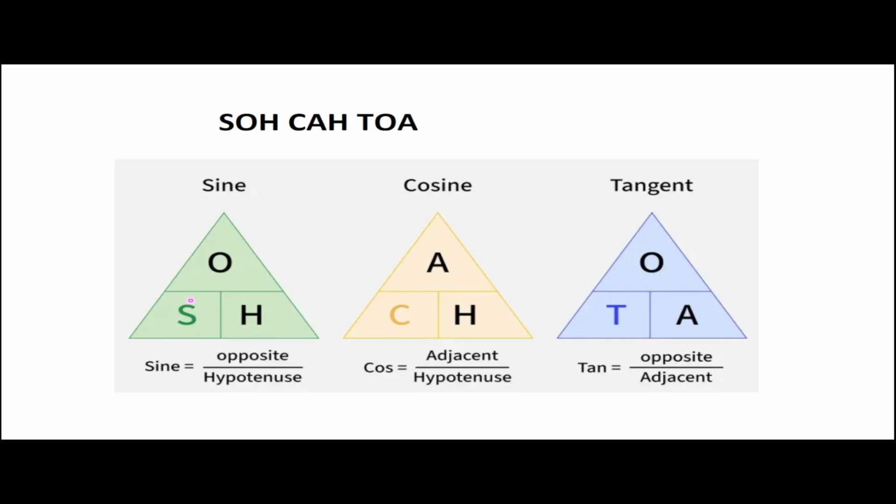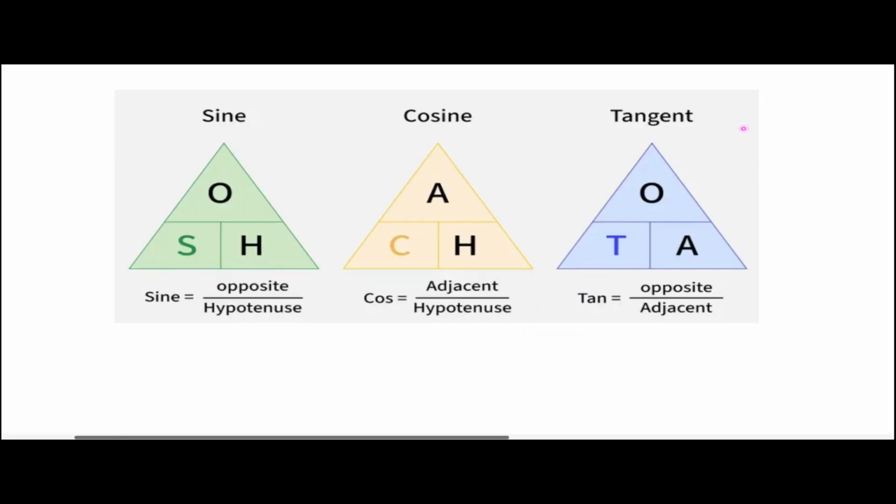SOH, sine, opposite over hypotenuse. CAH, cosine, adjacent over hypotenuse. Tangent, opposite over adjacent. Really what it means is not so much sine, but sine theta, cosine of theta, and tangent of theta equals that. So why is this useful? Well, let's kind of look at some examples. Let's use sine, opposite over hypotenuse.